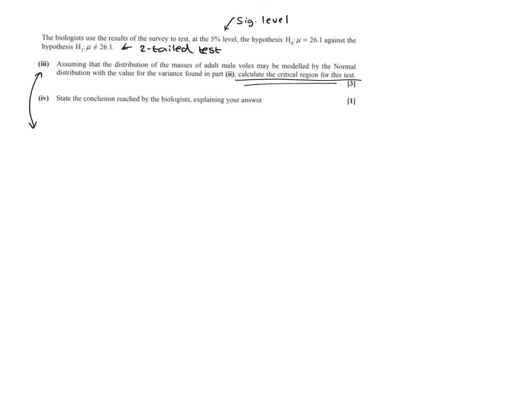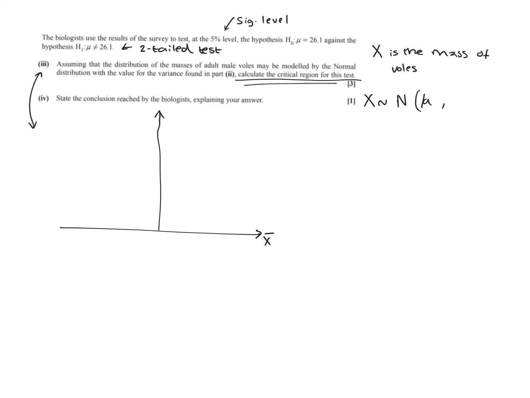Now, let's sketch the normal distribution. And I'm going to sketch the x bar distribution. So if x is the mass of adult male voles, we know x has a normal distribution with parameters mu and sigma squared. Now, what's mu? Mu is 26.1. What's sigma squared? Sigma squared is the variance that we worked out in the previous part of the question, 12.735... Now, the hypothesis test will be based on the x bar distribution, which has these parameters.